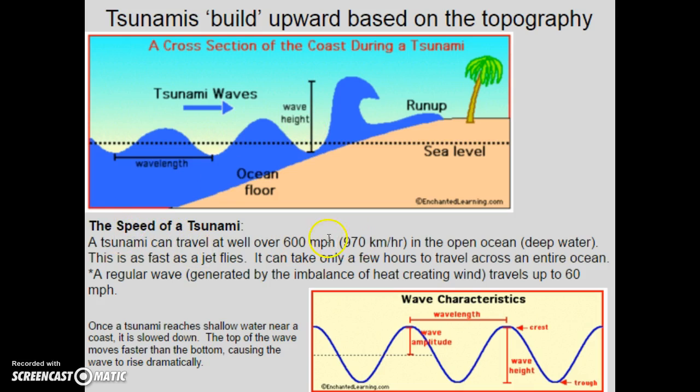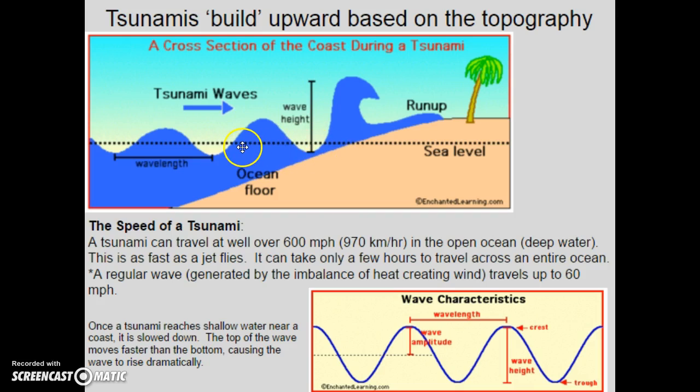So a tsunami can travel over 600 miles per hour in the open ocean. This is as fast as a jet flies. It can only take a few hours to travel across an open ocean. A regular wave is generated by imbalance of heat, creating wind. These only travel about 60 miles per hour. But once the tsunami reaches the shallow water near a coast, it slows down, and the water at the top of the wave moves faster than the bottom, causing the wave to rise dramatically. And that's what we're seeing in this picture here.